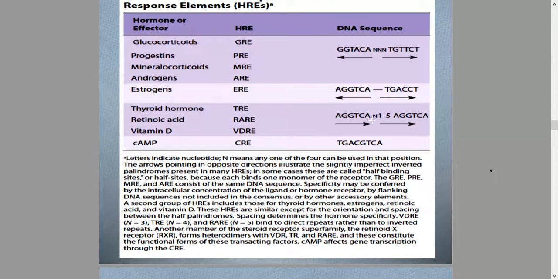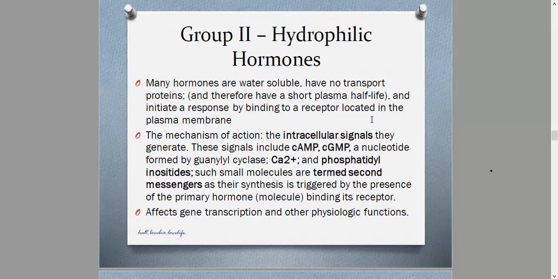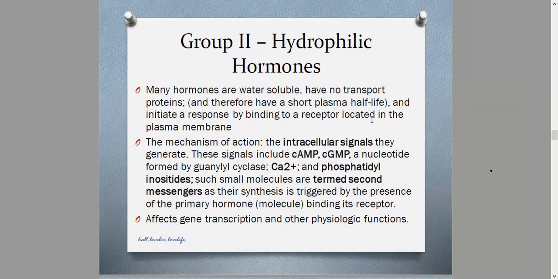Now, let's consider the same case but for group 2 hydrophilic hormones. A while ago, we described hydrophilic hormones as water-soluble hormones that have no transport proteins. Hence, their plasma half-lives are very short relative to group 1. Moreover, the receptor for hydrophilic hormones must be found on the surface of the cell because these hormones cannot traverse the length of the plasma membrane.